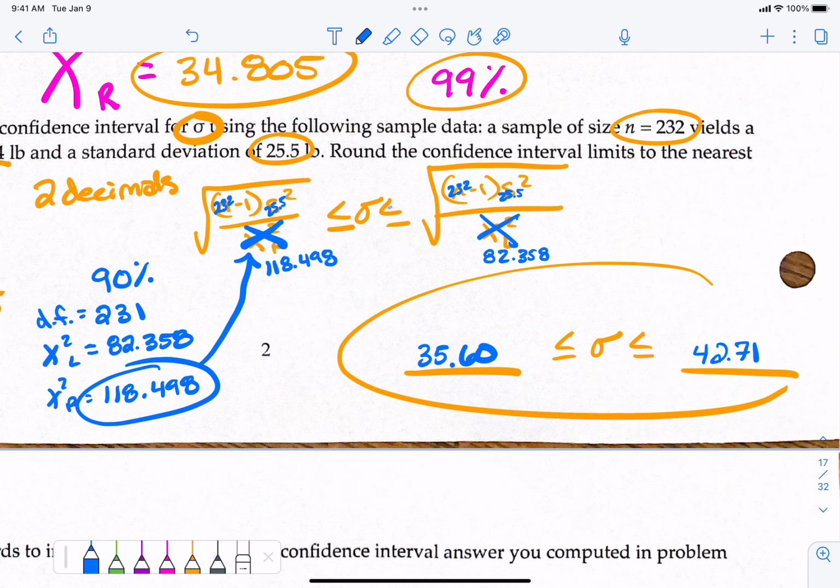Is all of yours underneath the square root? Yes, you have to put the square root over top of everything. If you open a parenthesis, don't close the parenthesis until after the bottom. Times 25.5 squared, divided by 118.498.